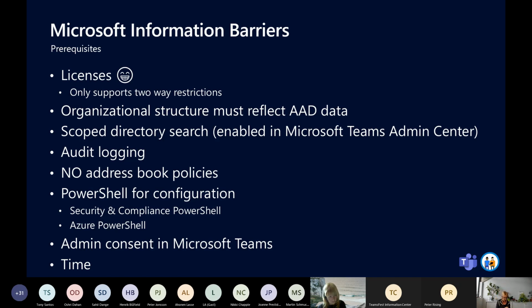And the last point here is also what I learned here. If you set up information barriers, you need time to set it up. So for instance, if you set up the scope directory search within the Teams admin center, wait at least a couple of hours to make sure it's replicated everywhere, it's enabled everywhere, and so on. And you will also see if you change one of the policies, it could take up to 30 minutes or longer to be replicated everywhere and reflected in your policies.